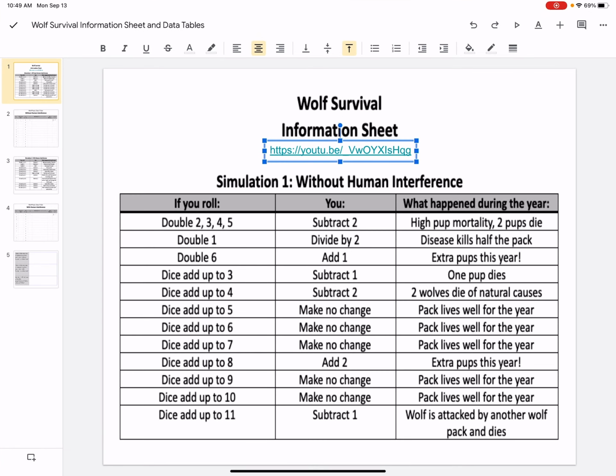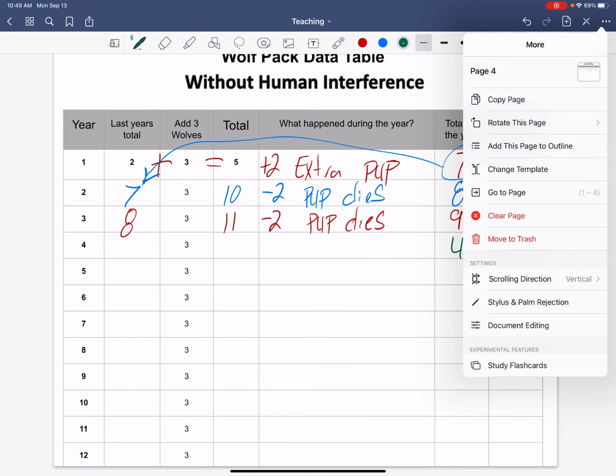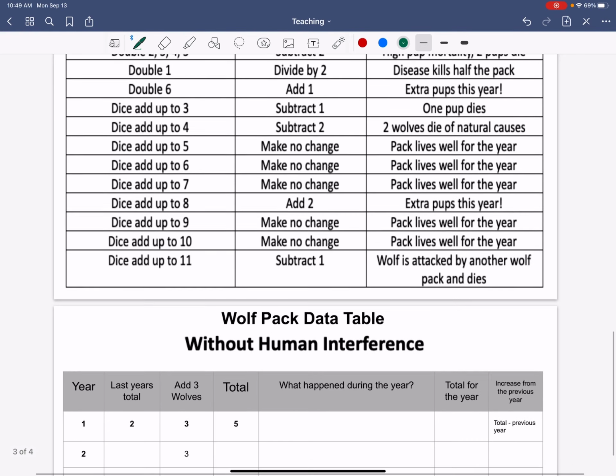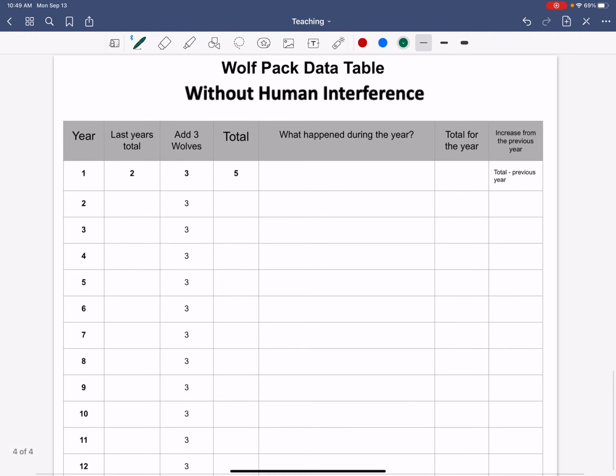To get your dice. Let me go through, and I'll delete my little example I gave in the previous class and just write down some hypothetical situations. Starting off, without human interference, we start the year with 2 wolves. Those wolves have 3 puppies. 2 plus 3 equals 5. But that's at the beginning of the year. We still have the whole year left to go.